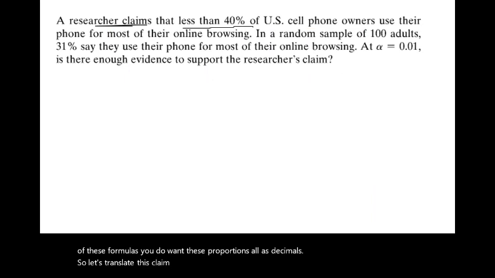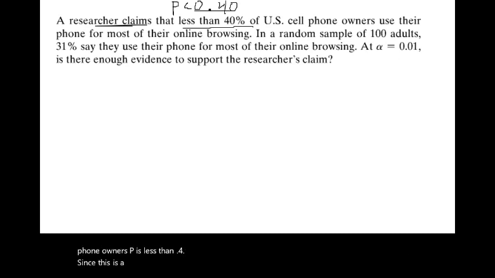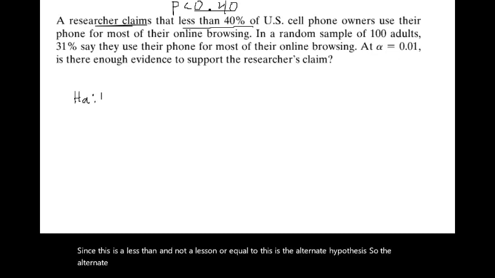So the researcher claims that, this is a percentage, less than 40%, 0.40. So they claim that the population proportion of US cell phone owners P is less than 0.4. Since this is a less than and not a less than or equal to, this is the alternate hypothesis. So the alternate hypothesis HA is P is less than 0.40, and I'm just going to label that this is my claim.